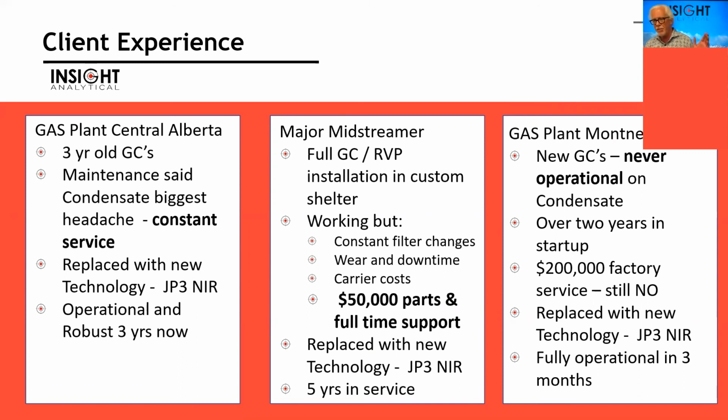Within 3 months, they're full up operational and they're optimizing their stabilizers. So remember, if we're talking about a stabilizer that they can increase by 6 cubic meters a day, it's $90,000 a month. In 3 months, it's potentially paid back $250,000 already.